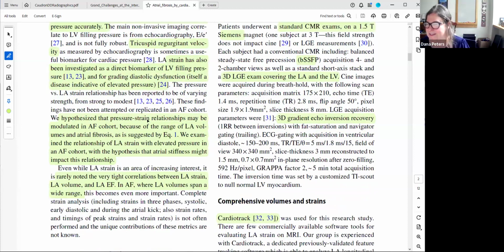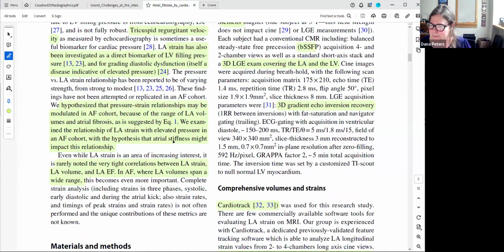So we hypothesized that there was going to be a pressure strain relationship, but it may be modulated in the AF cohort because they have such a range of volumes and because they have fibrosis, just as it's described in equation 1. And we wanted to look at the relationship between LA strain with pressure in this AF cohort.